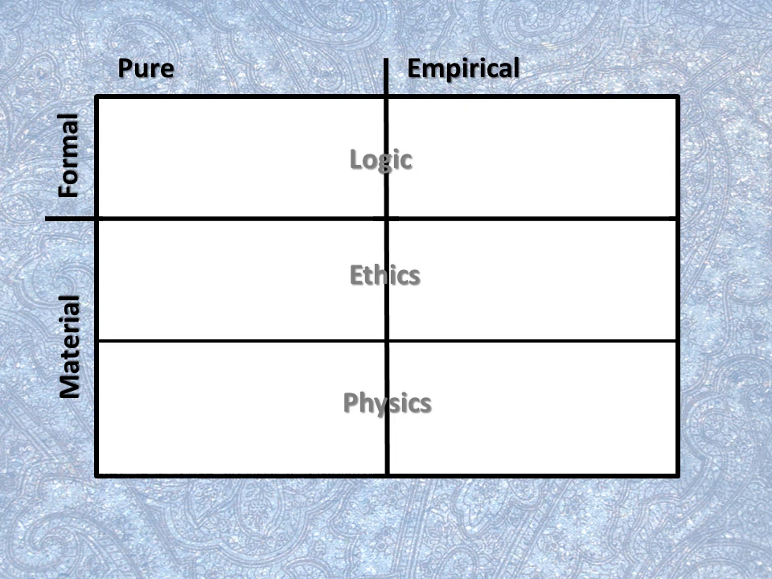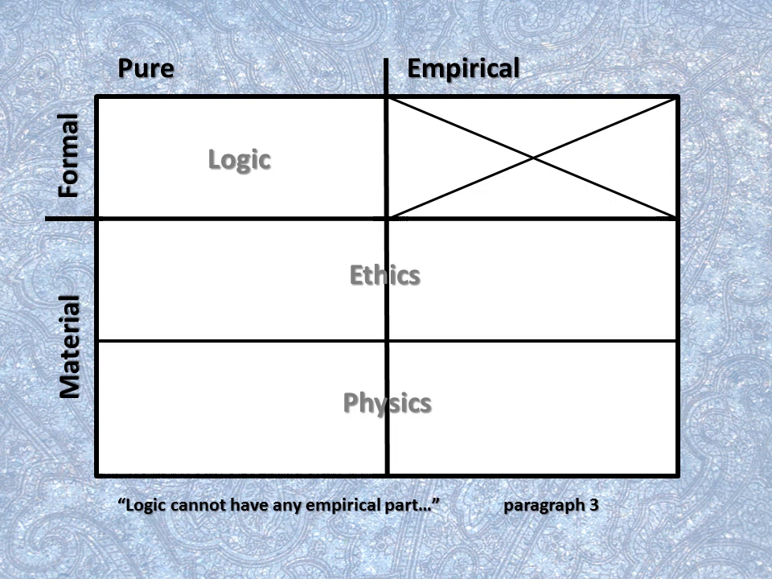So we're making another twofold distinction through knowledge, and you'll notice that Kant will come to qualify this in a second, but this is going to split these boxes right down the middle. So ethics will have a pure part and an empirical part. Physics will have a pure part and an empirical part.